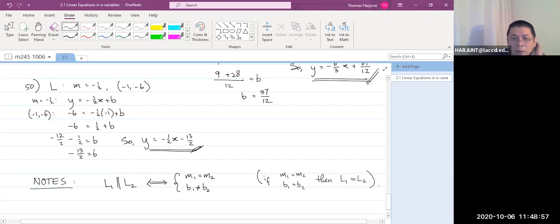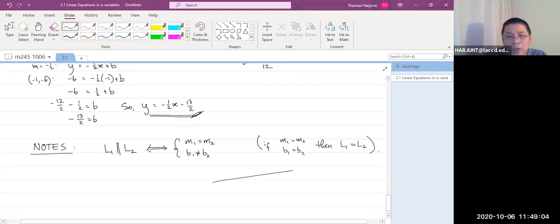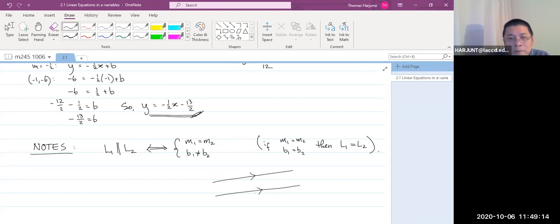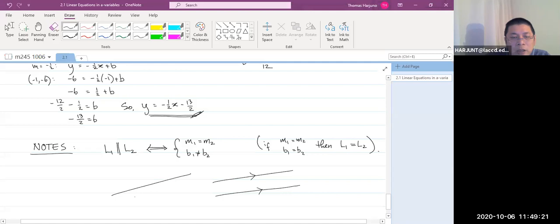Okay, parallel means they don't have any common points. The only way they are parallel is they have the same slope, but don't forget, they should not have any common point. Now, by the way, if two lines have different slopes, just a little bit different, then they will eventually meet. So that's the second note.